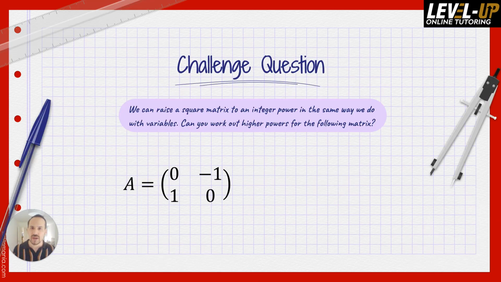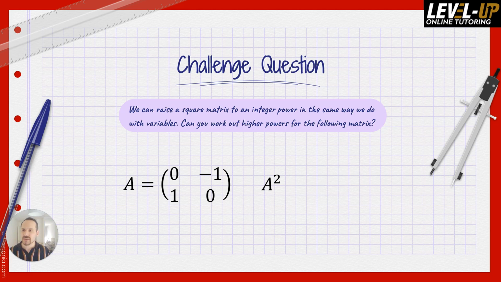So I'll give you a little challenge question here. We've got this square matrix A, which is 0, minus 1, 1, 0. We can raise a square matrix to an integer power in the same way as we do with variables or numbers. So if we do A squared, it's basically just A times A. And it doesn't matter which order you do it in because it's the same matrix. So you could do that multiplication. Can you work out what A squared is?